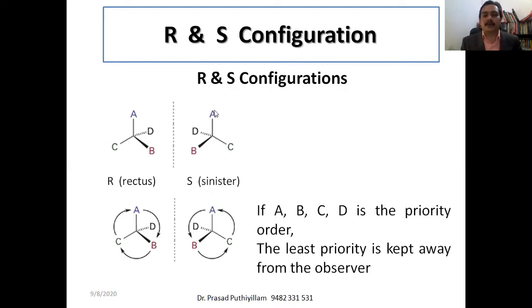First, you have to consider the atoms and give priority to the atoms. How to give priority, that I will explain now. First you need to give the priority order. Then the least priority atom should be kept away from the observer, that means it should be behind, so we cannot see it. For the remaining three atoms in the tetrahedral shape, we need to check whether they are arranged in a clockwise direction.